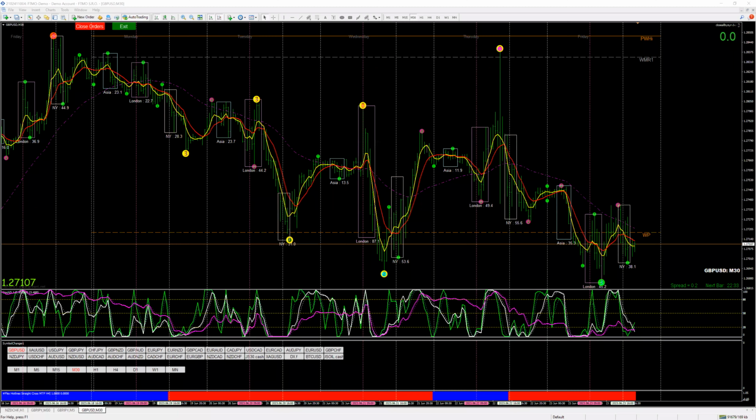Hello, everyone. So just to make it simpler, this is our original concept that we have looked at before. It basically follows a hotline concept, but it's a hotline with a stochastic. I have the 5 and 12 moving averages for this time frame, and this is the 5 and 12 for the higher time frame.